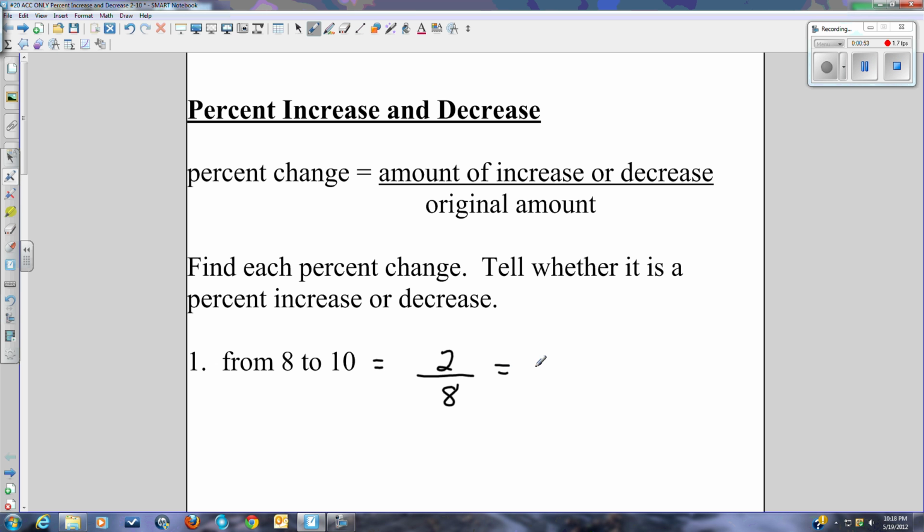So basically what we have is 2 divided by 8. So let's go ahead and do that. 2 divided by 8 gives us 0.25. Now, we want to change that to a percent. And while we haven't really talked about this, the way you change a decimal to a percent is just move your decimal point 2 places to the right and then add your percent sign. So you get 25%.